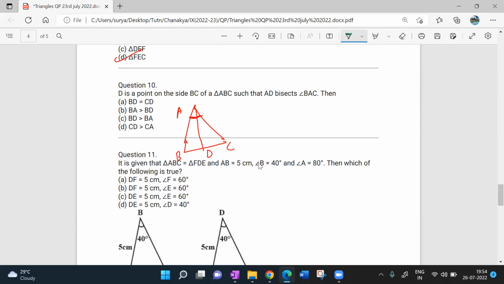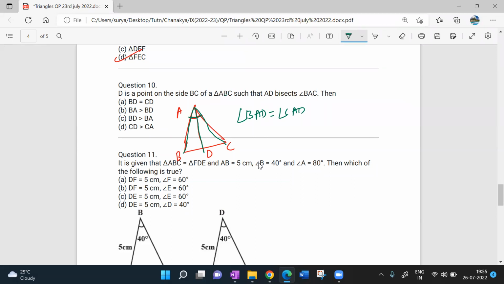Bisecting means always in half, sir. So obviously D will be in the center. So BD is equal to CD, right? AD is what, beta? AD is the bisector of BAC. Isn't it? So now can I say BAD is equal to CAD? Do you agree with my point? Yes, sir.